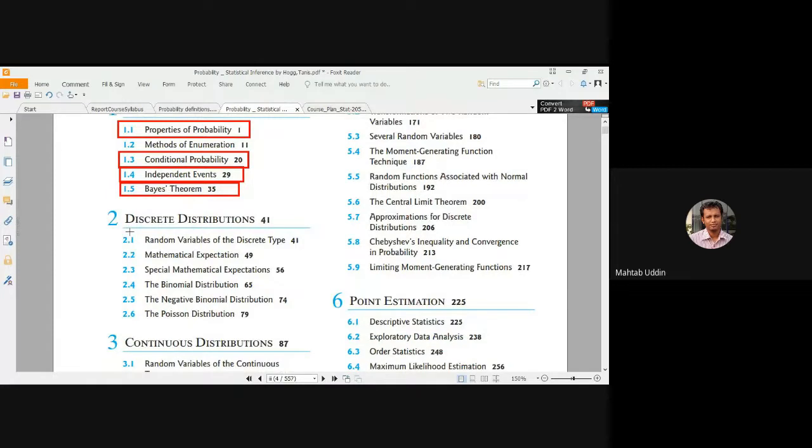Then in chapter 2, discrete distribution. Actually, how to distribute the probabilities for discrete case. I think you know what is the discrete, what is the continuous.